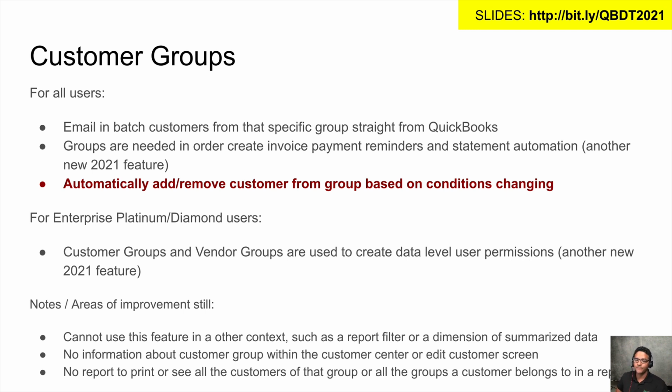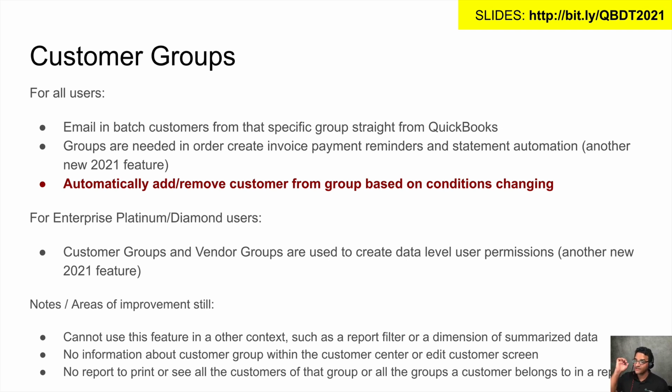So a customer group basically allows you to take a whole bunch of customers that have similar attributes. It could be customer type, it could be the country they're in. There's different attributes, and you group them together. Once the customers are grouped together, then you use that grouping to create this new feature called payment reminders, which automatically prompts you to email customers that haven't paid you, or to do statement automation, which allows you to send statements in batch. These two concepts are new 2021 features, but they piggyback on customer group.